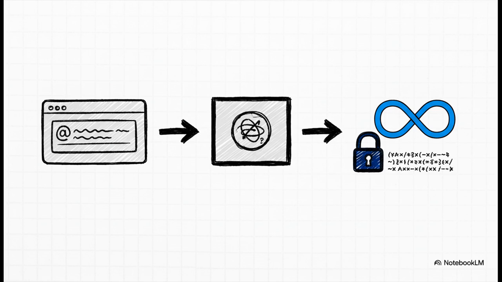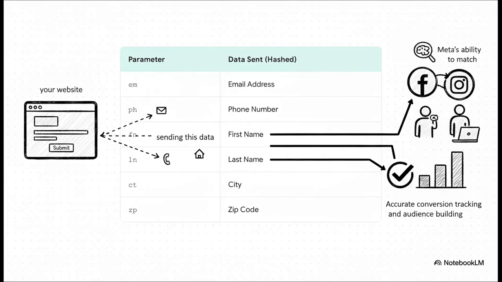Ready to really level up? Okay, let's talk about advanced matching. This is a feature that lets you securely send customer info you already have, like an email or phone number, back to Meta. Now don't worry, this is all done with privacy in mind. The data is hashed, which is a fancy way of saying it's permanently scrambled into an unreadable code before it ever leaves your website. Meta can match the scrambled code on their end, but they never ever see the raw personal data. And the reason this is so powerful is that it dramatically boosts your match rate, the chance of connecting a person on your website to their Meta account.